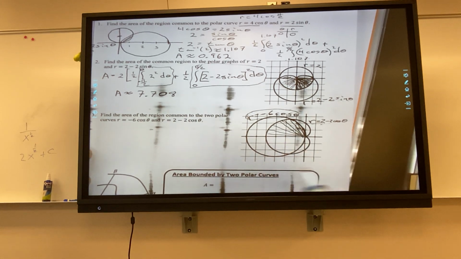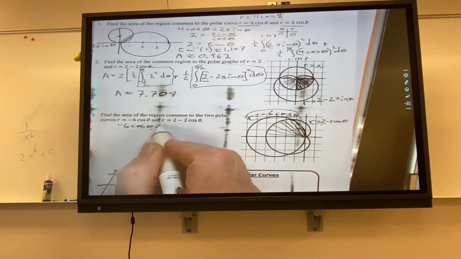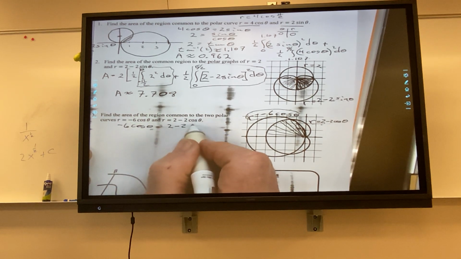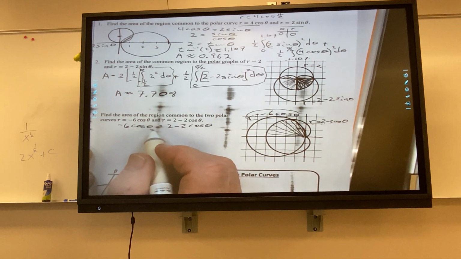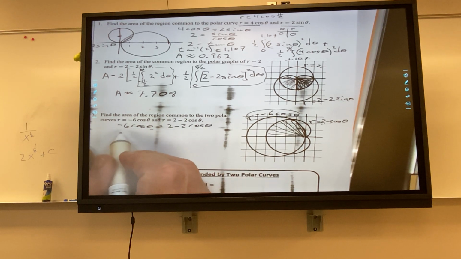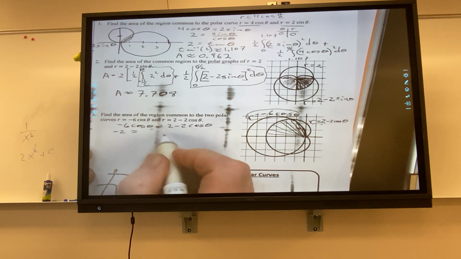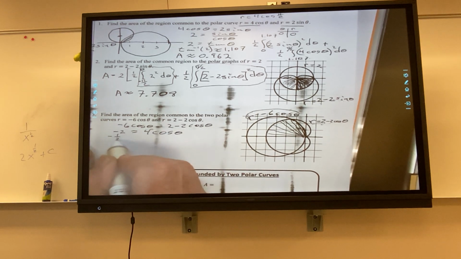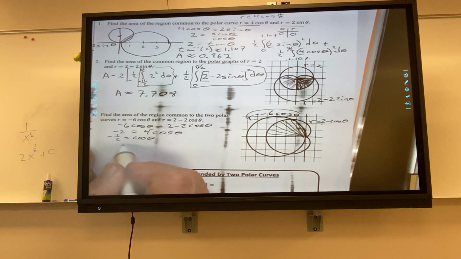All right, so what I'm going to do is make them equal to each other to figure out that intersection point. And I got, let's see, negative 2 equals 4 cosine theta, negative 1/2 equals cosine theta. So I believe that means theta is equal to 2 pi over 3.